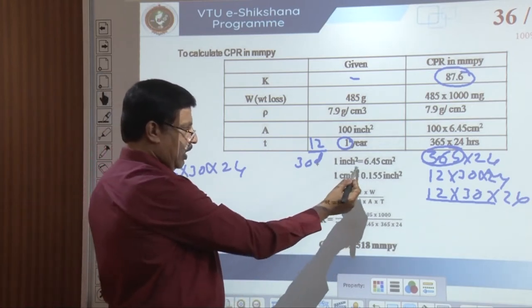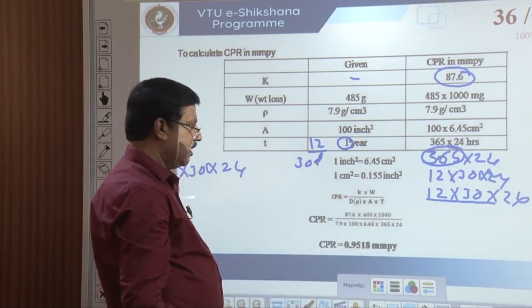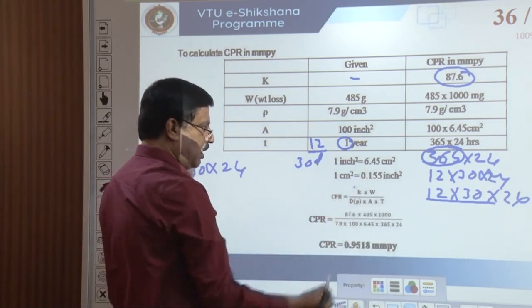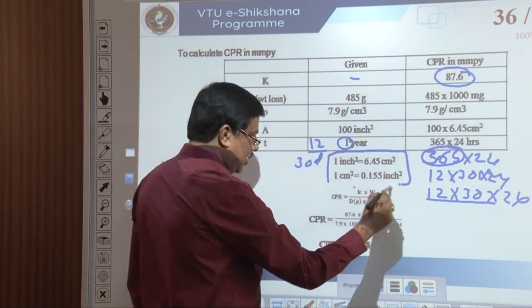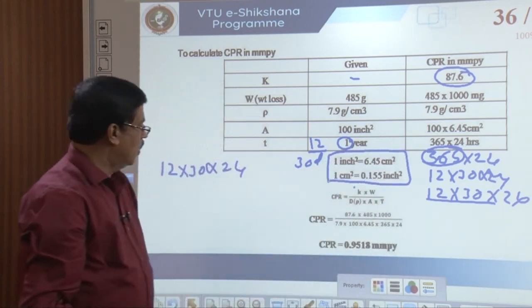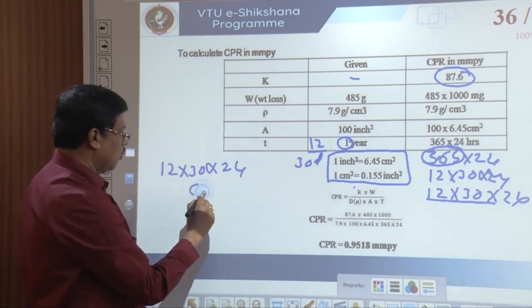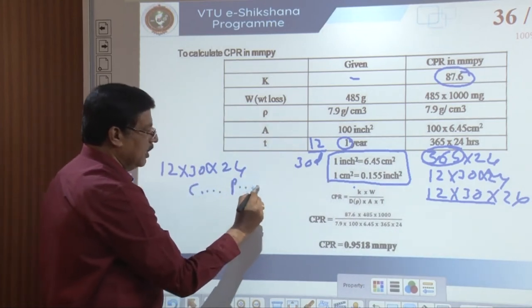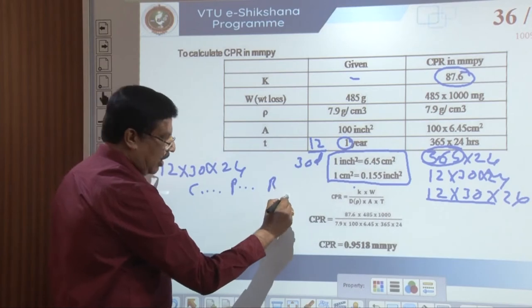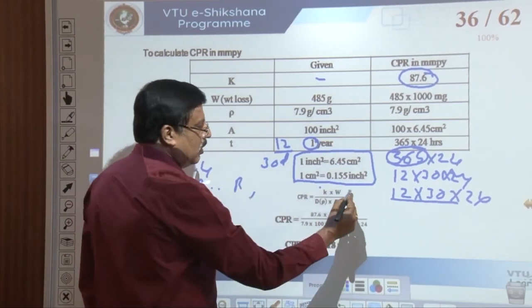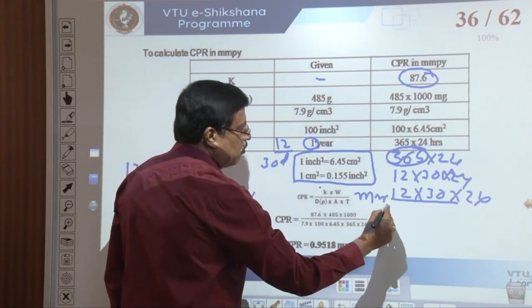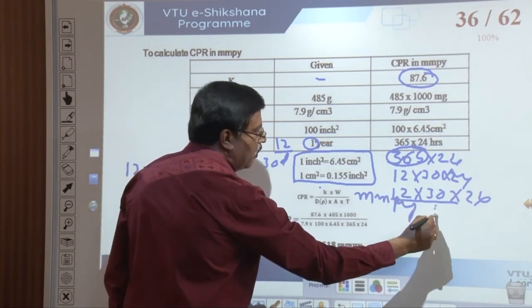And now, 1 inch is equal to 6.45 centimeter square. 1 cent is equal to 0.155. This one I told you about in the last numerical problem, this is a note. So, now, corrosion penetration rate, or CR, comma, CPR is equal to K into W into this one, millimeter per year. You have to write that. You will get one mark.